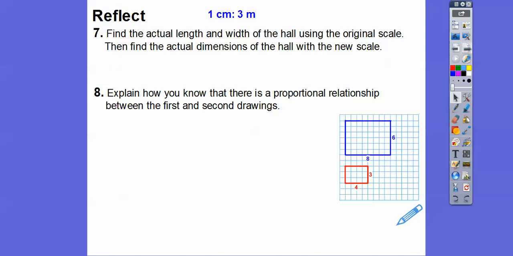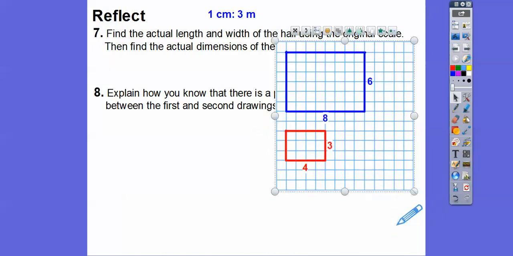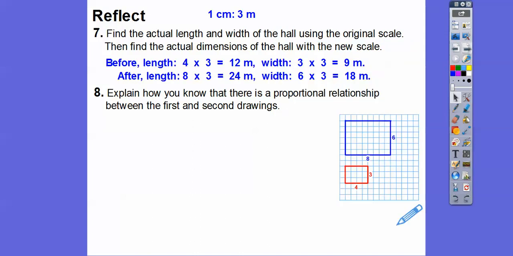So remember, the scale is every centimeter equals 3 meters. Okay, so that means right here, let me enlarge that a little bit. So that means 4 centimeters, 4 times 3 is going to be 12 meters. 3 times 3 is 9 meters. 8 times 3, 6 times 3. Okay, so we're going to get that right there, 9 meters by 18 meters.